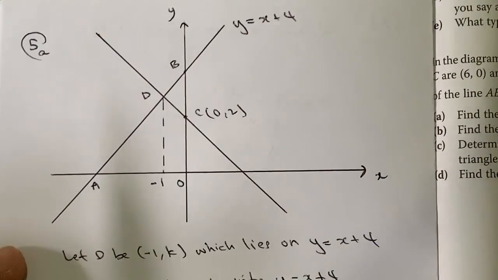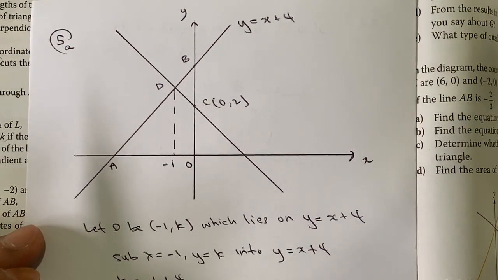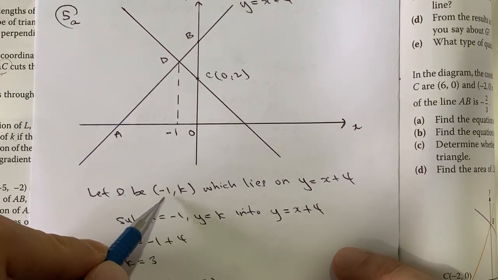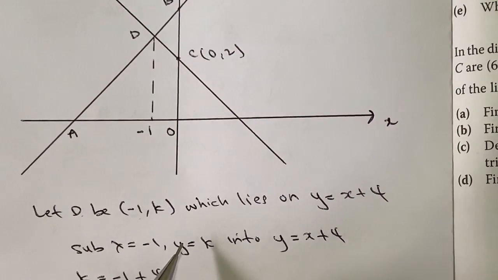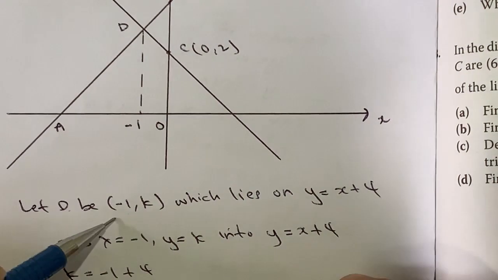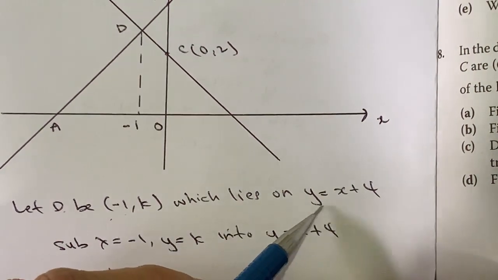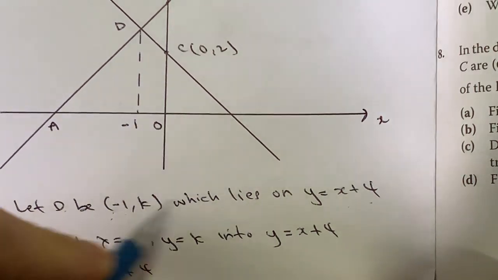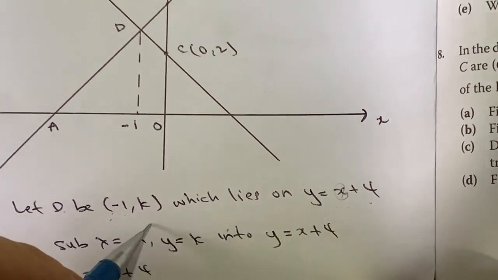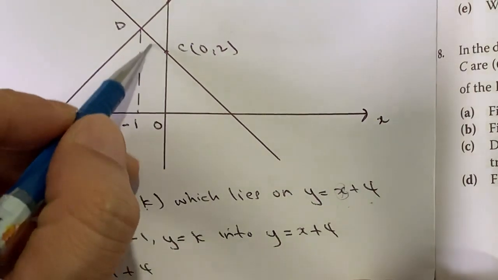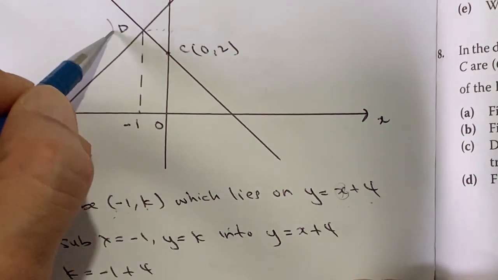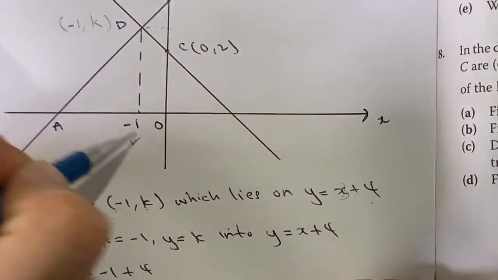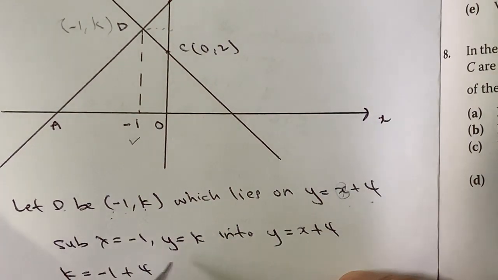Okay, so here is the solution. Let D be -1 comma k. I have these coordinates and I will substitute into y equals x plus 4. x is -1, so this will be replaced by -1, and k, because it's unknown, I have no idea where k is at the moment. But I know that it is of the form -1 comma k, where I get this -1 from here. I will find the value of k later.